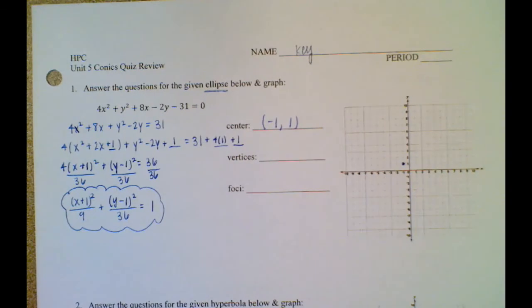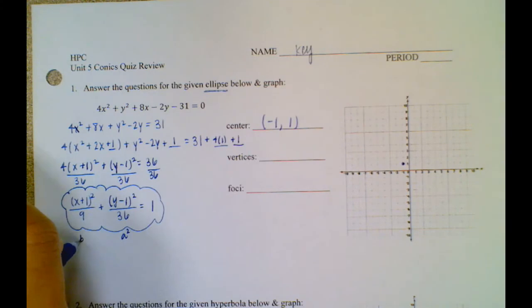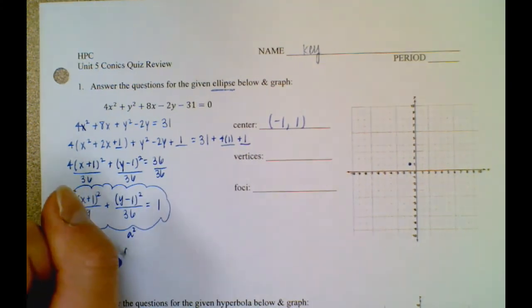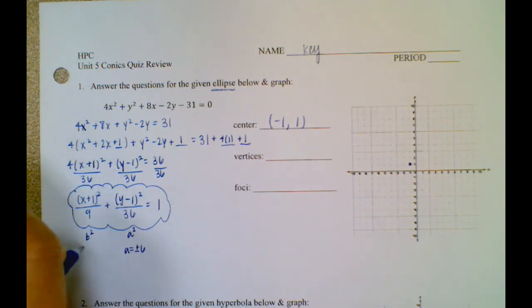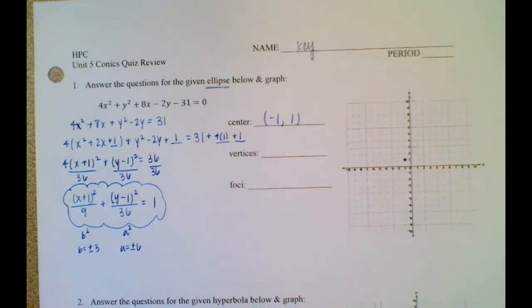All right, next we are going to, well, I want to figure out which direction this ellipse goes. I want to know if the major axis is horizontal or if it's vertical. So looking at this, now for the ellipse, remember, the a squared term is bigger than the b squared term. So the 36 is the a squared term, and the 9 is the b squared term. So that means a is plus or minus 6, and b is plus or minus 3 when I take the square root of both of those. So this means that the major axis will be vertical.